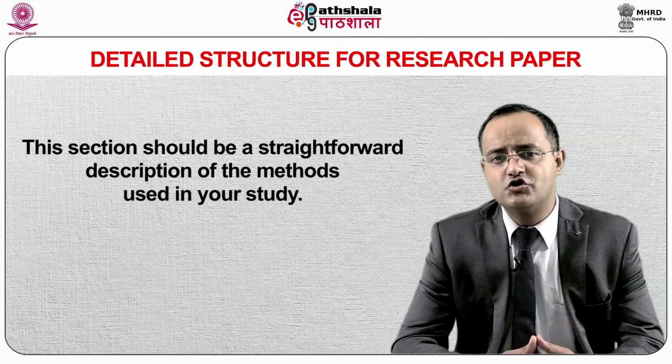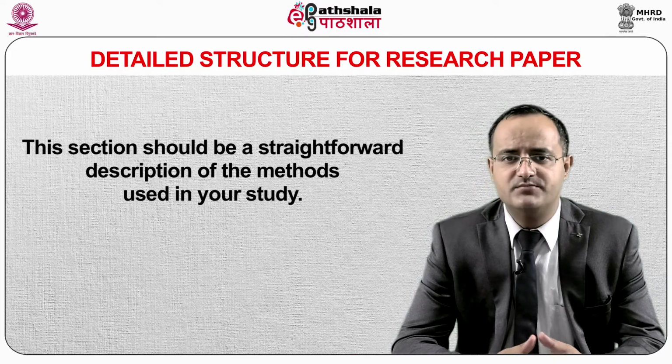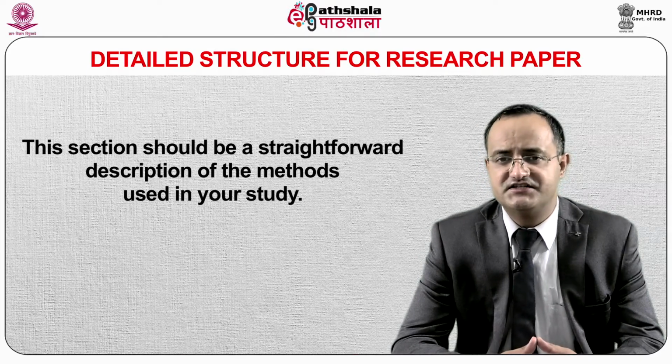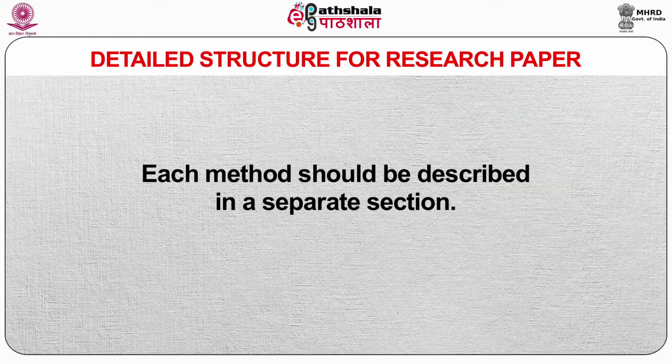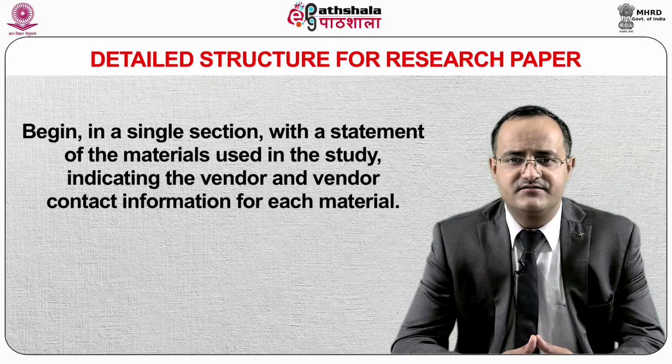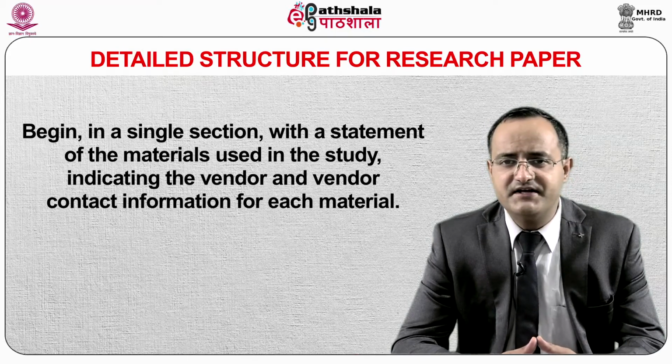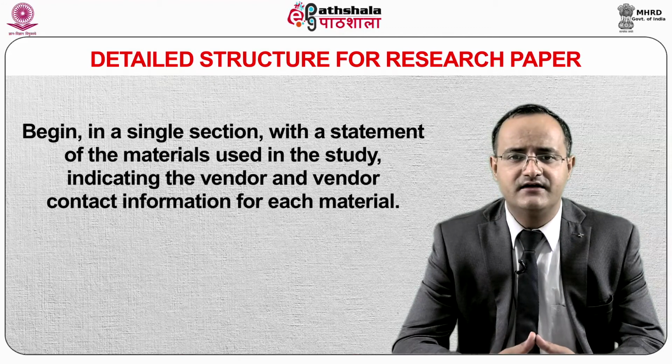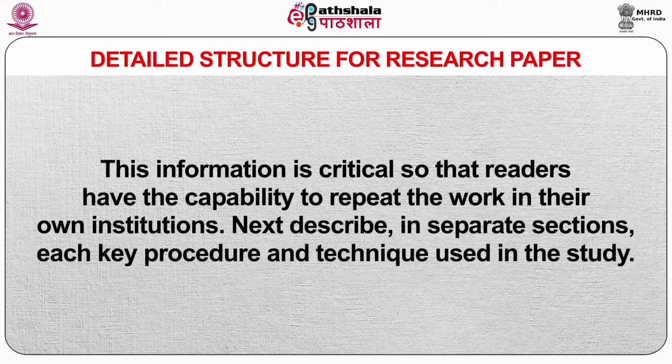This section should be a straightforward description of the methods used in the research study. Each method should be described in a separate section. Begin in a single section with a statement of the materials used in the study, indicating the information is critical so that readers have the capability to repeat the work in their own research. After that, describe in the next section each of the key procedures and techniques used in the study. Keep explanations brief and concise.